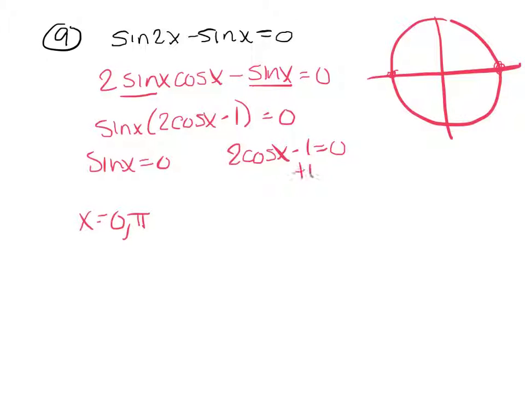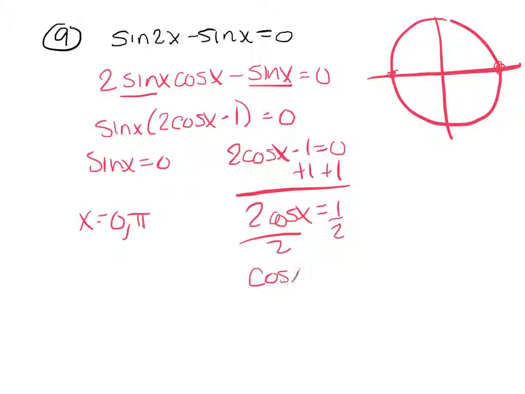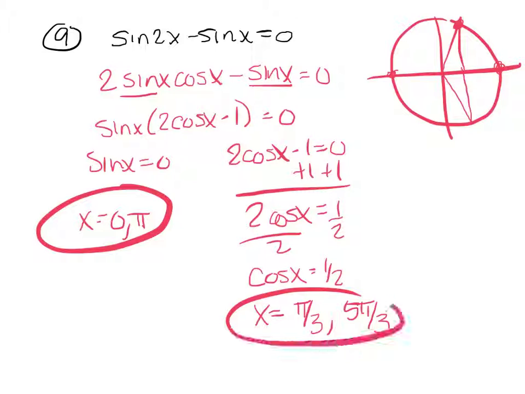And then as I solve this one, divide by 2. So then cosine of x equals 1/2. Cosine is the x value, so I'm looking at that one, which is pi over 3. And then I'm also looking in the fourth quadrant, which would be 5 pi over 3. So those are your 4 answers, I suppose.